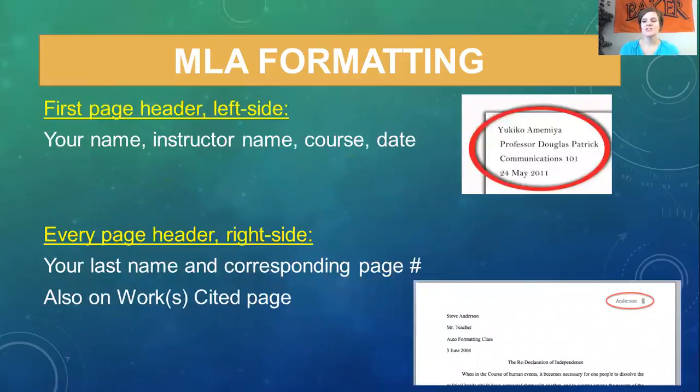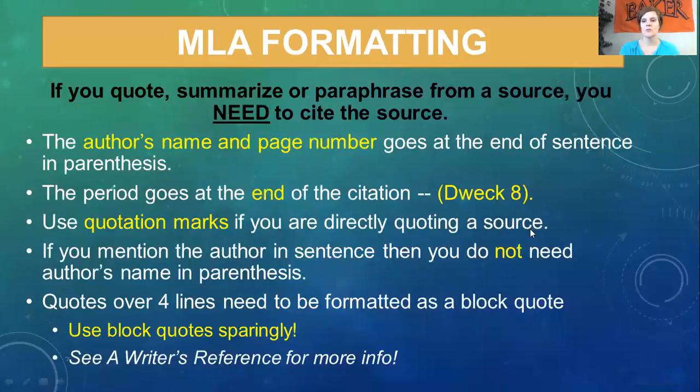So this screen just shows you what the header should look like. On the first page, you do need to include your name, instructor name, the course, and the date. On every page, including the first page and the works cited page, you need to have your last name and then the corresponding page number. If you need some assistance with actually formatting this in Microsoft Word, there are some videos in Moodle, or I could certainly point you in the right direction as well.